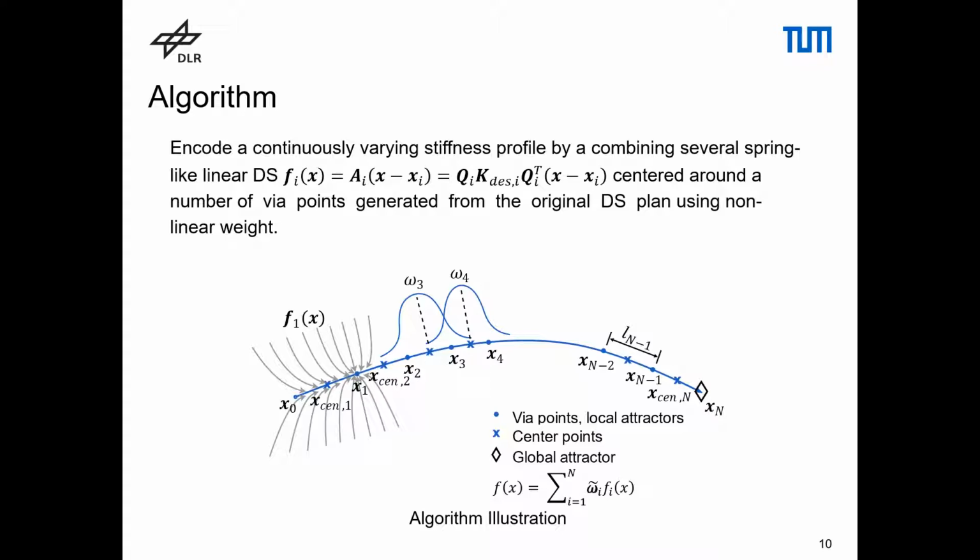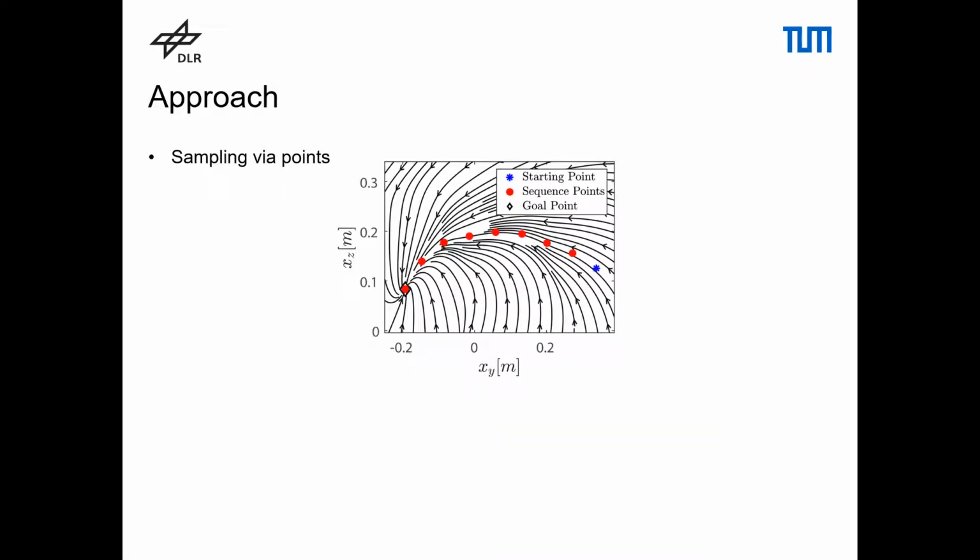Our algorithm consists of 5 main steps. In the first step, we generate a sequence of wire points from the original desired dynamical system. These points build a path from the initial position x0 to global attractor point xn. These points are chosen to have equidistance, which ensures that the velocity profile is smooth.